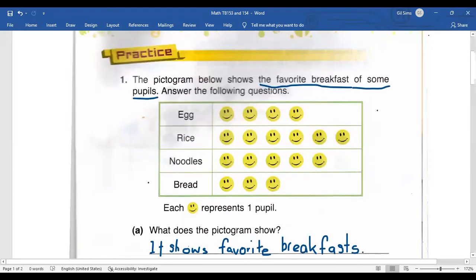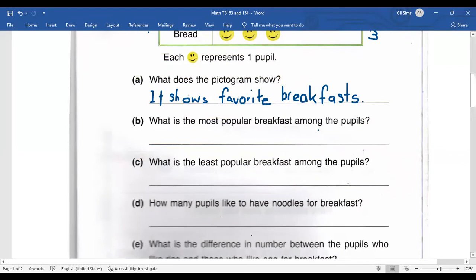So we had egg was 4. Rice is a big 6. Noodles is almost a favourite, but not quite. 5. And the least favourite was bread. Only 3 students like bread. So the most favourite breakfast is rice. We can tell from our pictogram by looking at what has the most smileys.